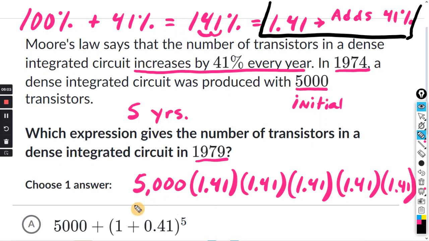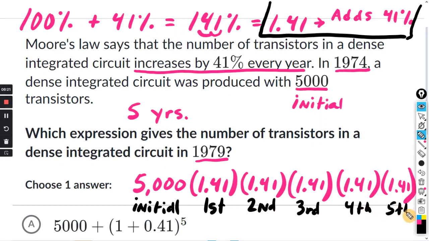So the 5,000 was the initial, and this was for the first year, the second year, the third year, the 4th year, and the 5th year. You started with 5,000 and then it kept increasing by 41% each year. So this is your answer. Now, their answer may be a tiny bit different, so let's look at their answers.